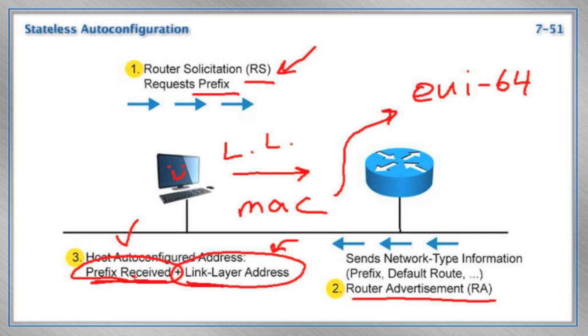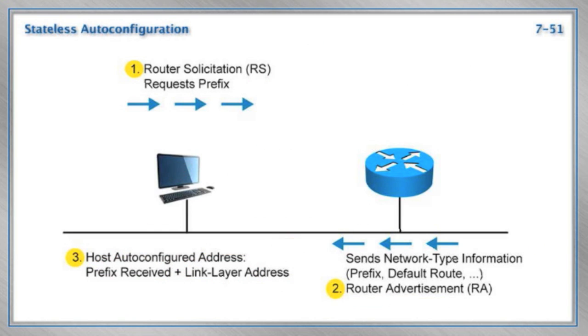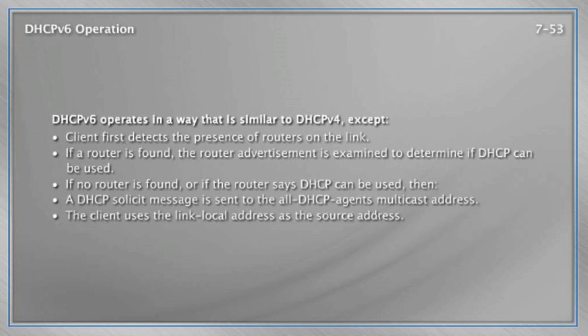But what happens in the end result here? This PC has its prefix, it has its host portion of the address, and now it is ready and raring to go when it comes to communicating on the network. But wait a minute. What about all of the other information it needs, like default gateway information? What about its domain name, any special parameters?